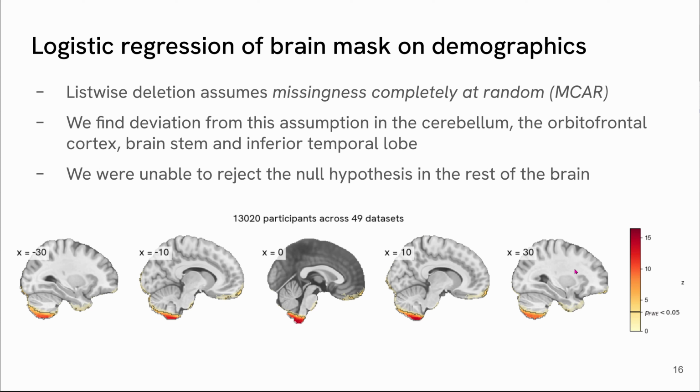And this is something that we set out to test. So we asked a few different collaborators to run a logistic regression where the dependent variable is the brain mask, so data or not, and the regressors are demographics. That means age, sex, and handedness. And the interesting thing, which was also surprising to me, is that we see a significant logistic regression in the cerebellum, the frontal cortex, brainstem, and temporal cortex. And so that means we probably need to treat meta-analysis results from those regions with care.